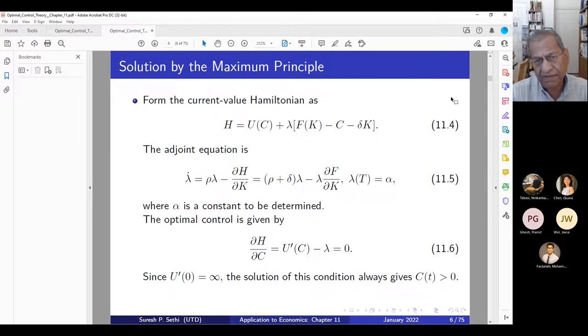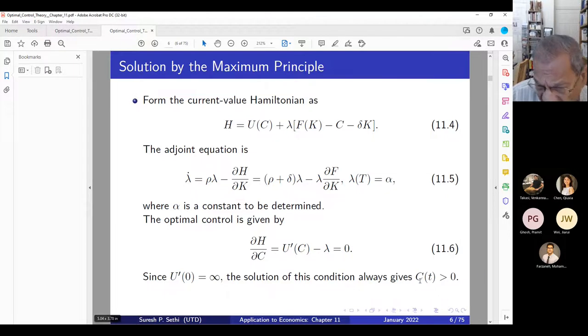So the Hamiltonian, again, these are standard stuff. Because it's a fixed endpoint, lambda dot is alpha, lambda T equal to alpha, to be determined. And you can see optimal control is given by the derivative of this with respect to C. That gives you U prime of C minus lambda equal to zero. Minus lambda comes from there.